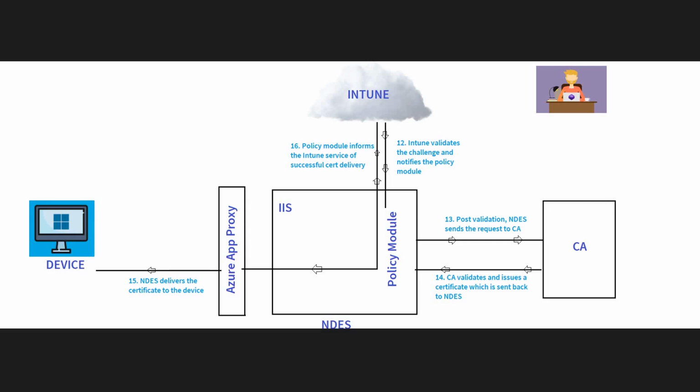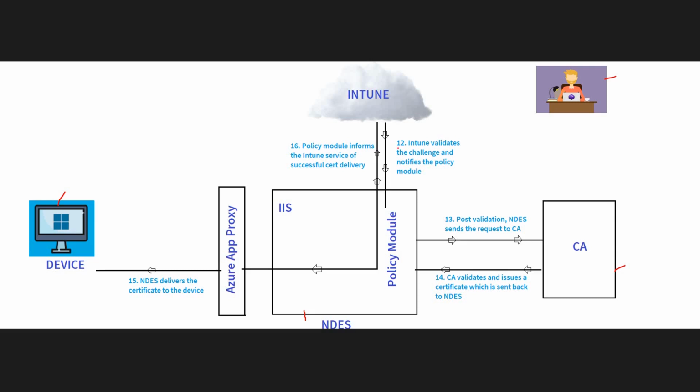So now we are going to take a look at a fresh diagram, and I promise you this is the last diagram as far as the flow of Intune is concerned. So again, the same blocks over here. We have the device, we have the NDES server, we have the CA, we have the admin.